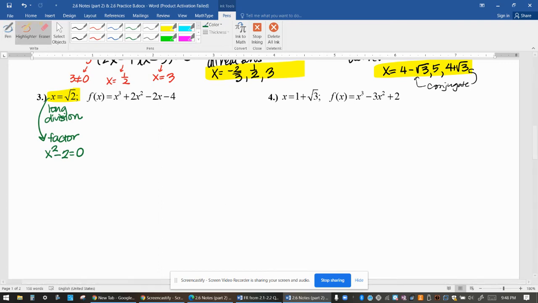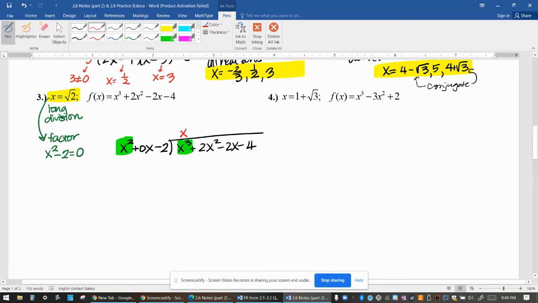So in order for you to use long division, you need to convert your 0 to a factor, and then that will be your divisor. So x squared plus 0x, notice I filled in the linear term with a 0, minus 2, and then x cubed plus 2x squared minus 2x minus 4. Okay, so I'm going to focus on the leading terms and start doing long division.